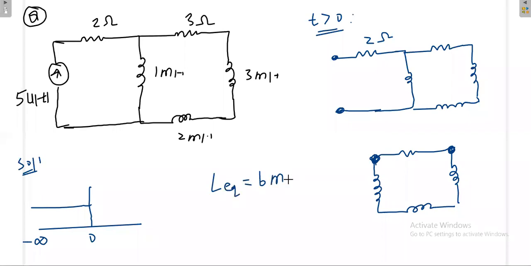L equivalent is 6 millihenry, and only one resistance is there. After removing the inductor, you will measure what is R equivalent. Now the R value is simply 3 ohm. Then what is tau? Tau is equal to L by R. So 2 millisecond is the answer.